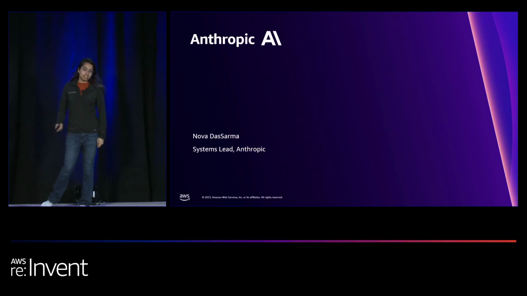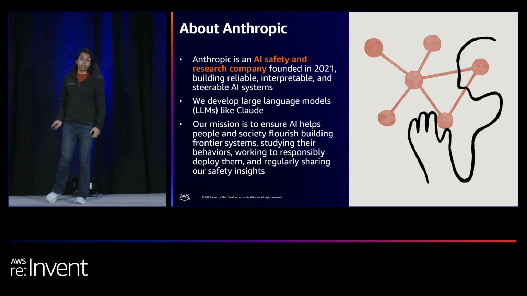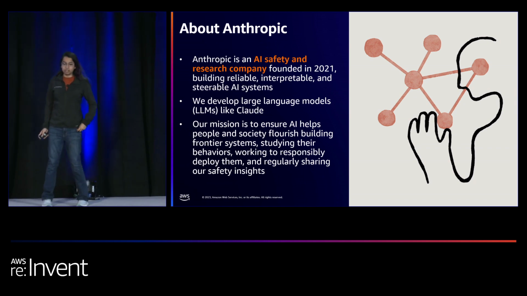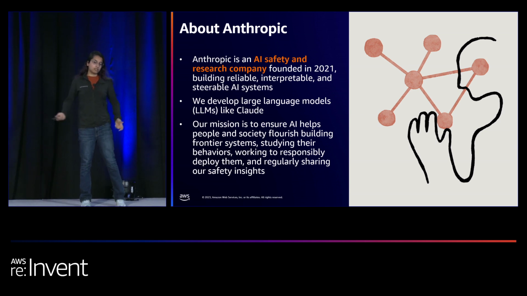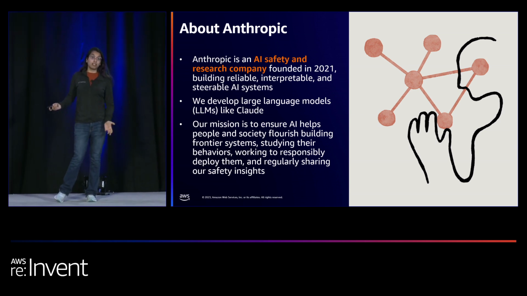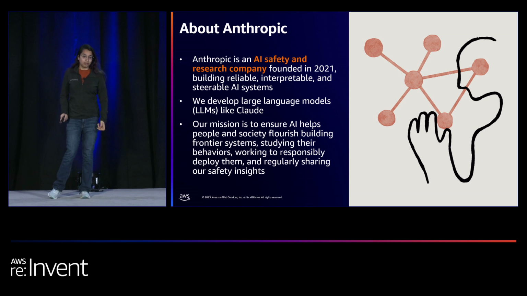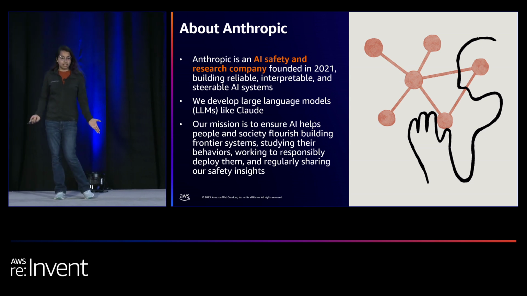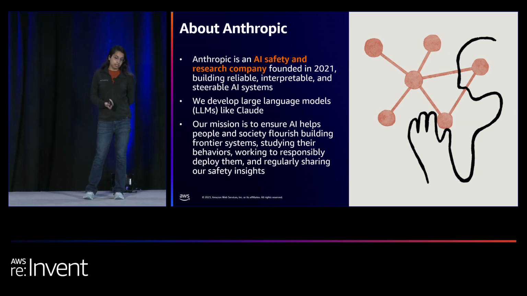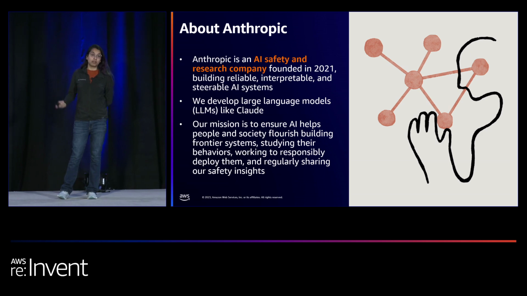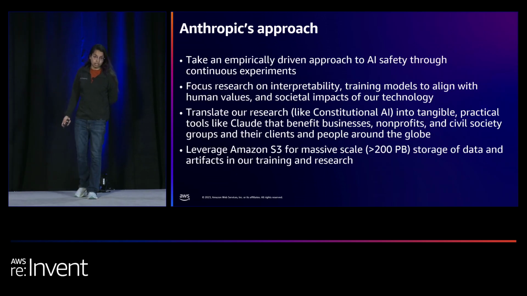Thanks. So hi, I'm Nova. I'm the systems lead at Anthropic. You may have heard of us. We're an AI safety and research company out of San Francisco, California. We were founded in 2021, and we build things like Claude, which you may have heard of. Our mission is to ensure that AI helps people and society flourish, building these frontier systems and working to responsibly deploy them and regularly sharing our safety insights with the community for the benefit of everyone.